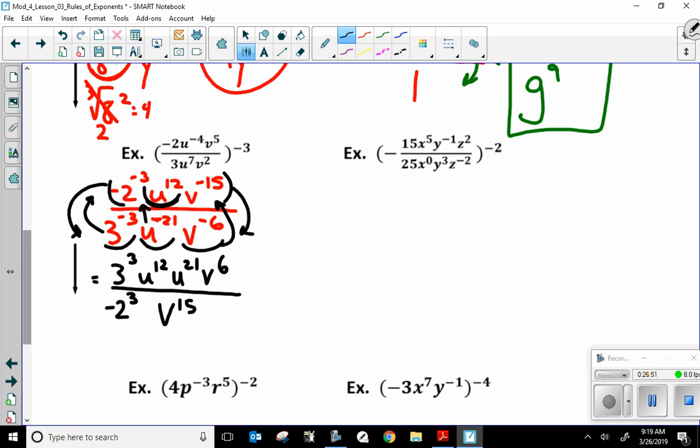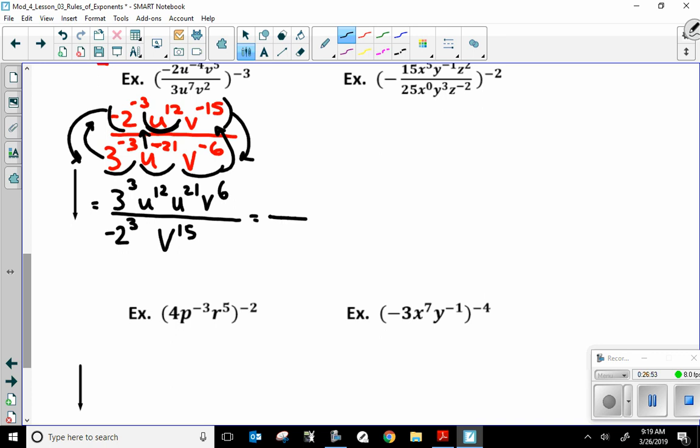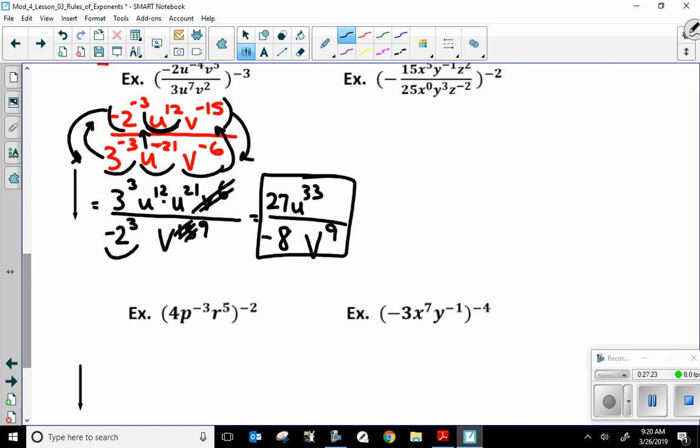All right, well, let's do our math now. 3 cubed on top is 27. I have u to the 12th and u to the 21st. So since I'm multiplying those, I add those, and I get u to the 33rd. Okay. My v to the 6, I take 6 out here and 6 out here. I get v to the 9th on the bottom. And negative 2 cubed is negative 8. Look at us go.